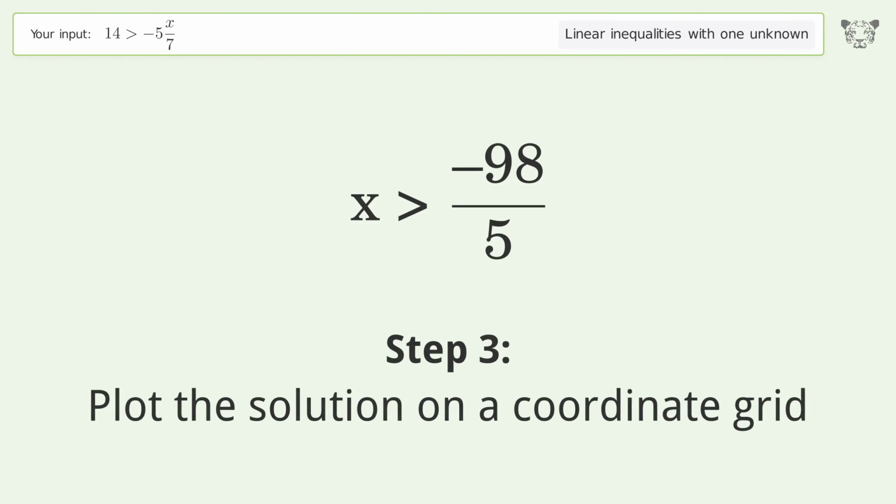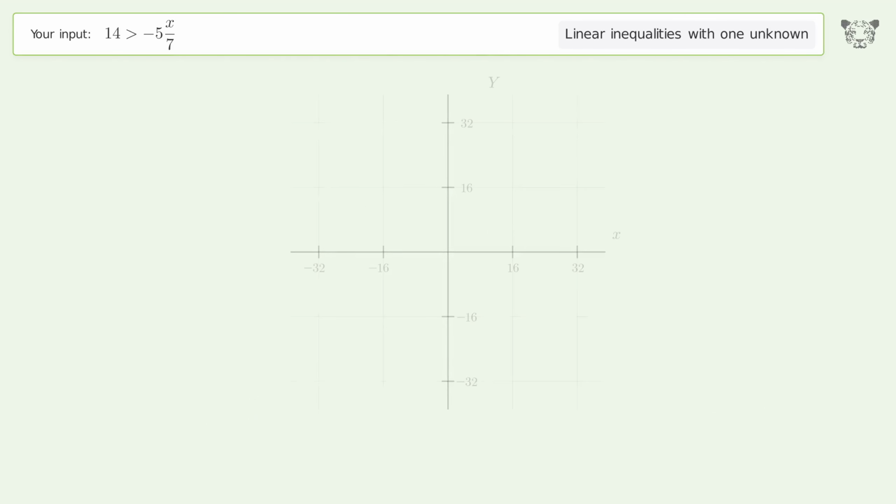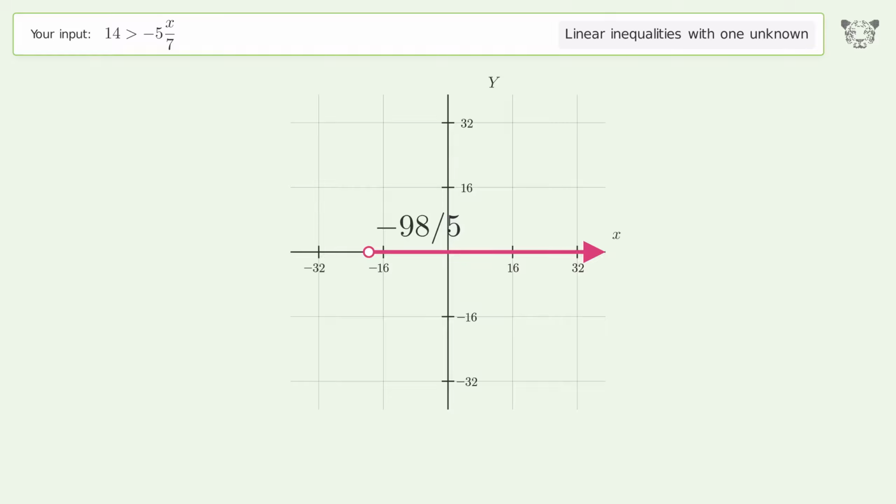Plot the solution on a coordinate grid. And so the final result is x greater than -98/5 greater than -193/5.